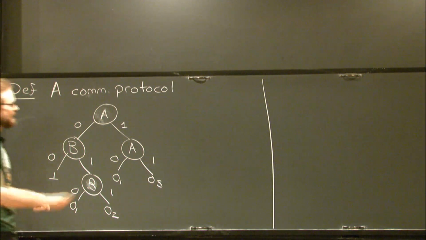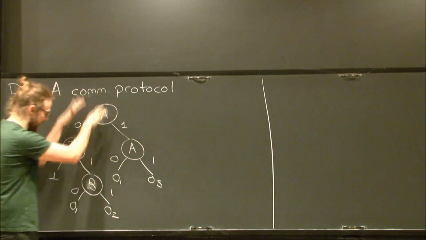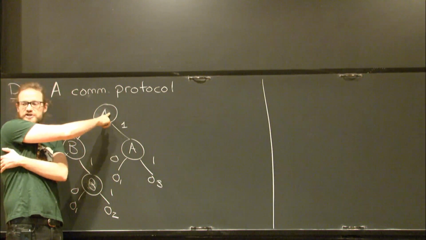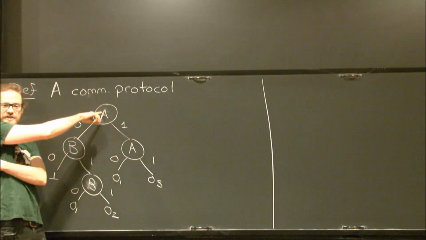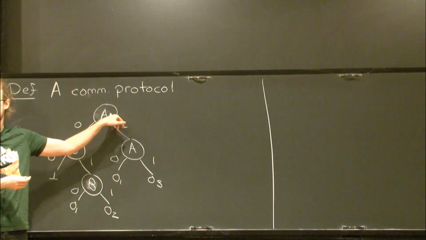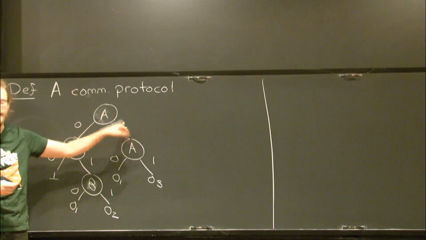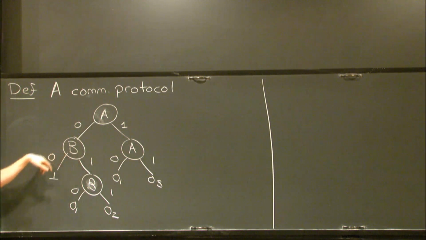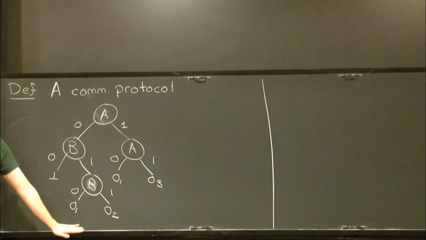So to be clear, Alice will get an execution of this protocol at each node. Each node will depend, obviously, on the path that leads to the node and also the inputs that the players get. Alice gets to look at her input and then decide whether or not to send 0 or 1. If she sends 0, then Bob looks at his input. He knows that he received a 0. He decides whether or not to send back 0 or 1, and so on.